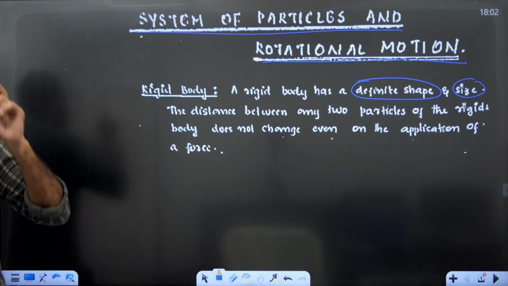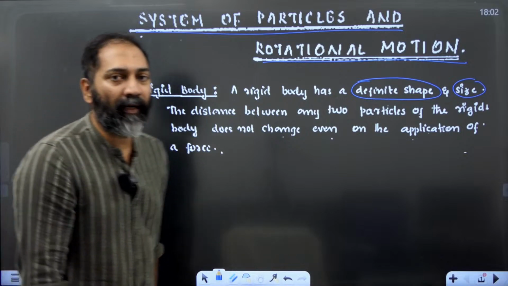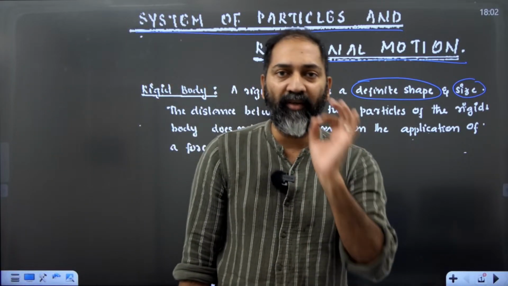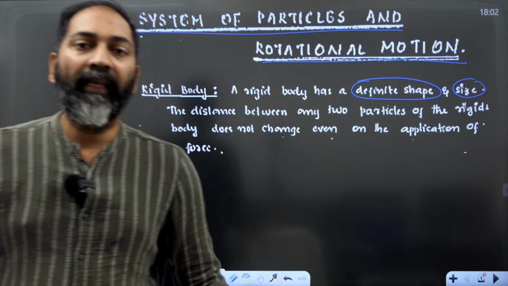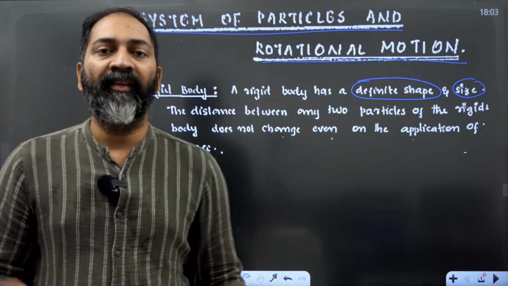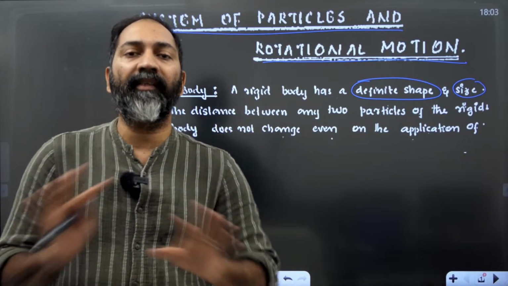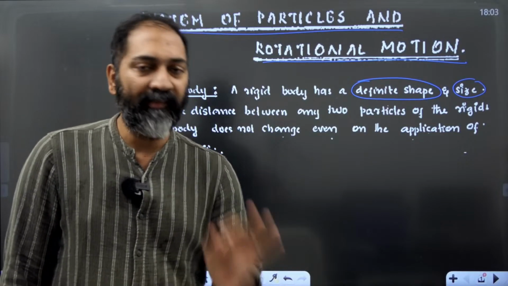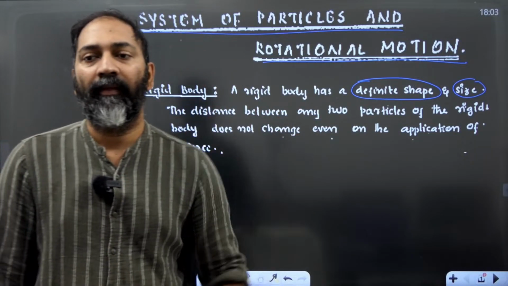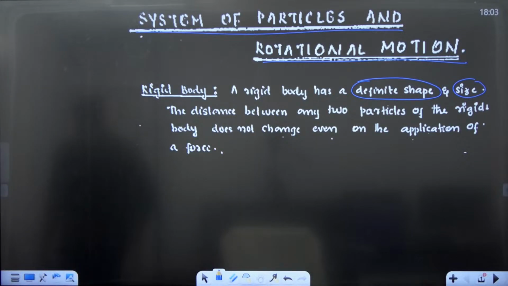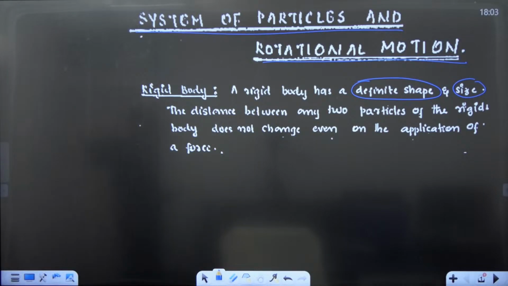So what are the properties of a rigid body? Definite size, definite shape. The distance between two particles of a rigid body does not change even when we apply a force. Note down rigid body.